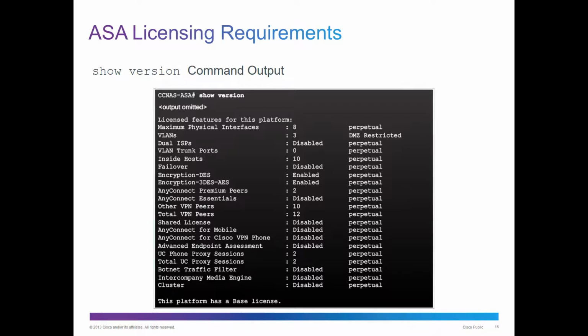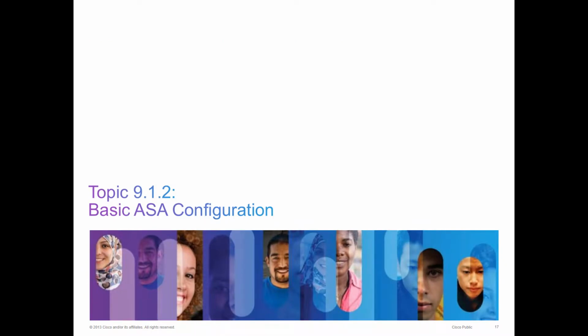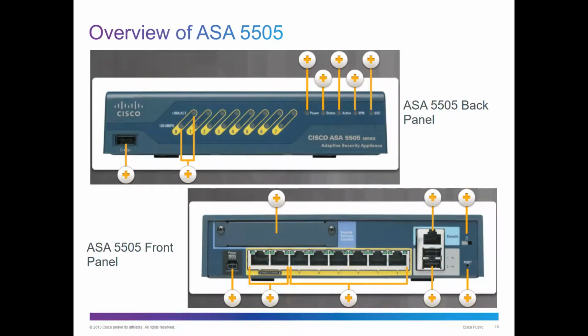Alright, moving on, let's talk about how to configure some of this. So 9.1.2, basic configuration. When you look at an ASA 5505, you need to first of all understand what you're looking at. If you're looking at the back panel, you're looking at the lights, you're looking at the activities, you're looking at what options are there, like power, status, activity, VPN, SSC. On the front, we're looking at things like its Ethernet ports, its console ports, its USB ports, its locking ports, our power ports, and so forth.